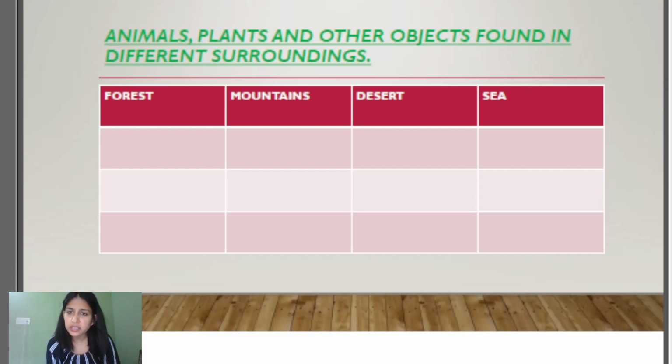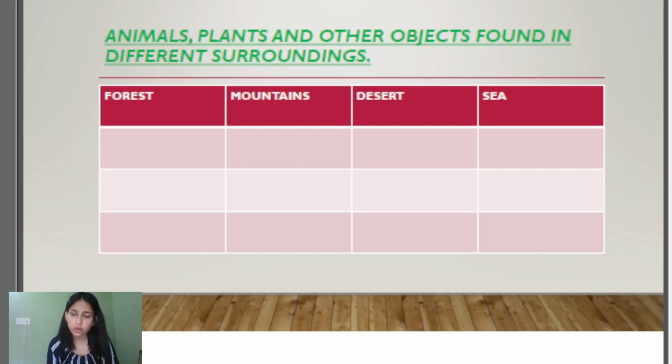So animals, plants, and other objects are found in different surroundings: forest, mountains, desert, and sea. You will be giving examples of that. In the sea, we have seaweed and planktons. The planktons are the plants found in the top layer of the sea, and a shark is an organism found in the sea, along with fishes. In the desert, cactus is a plant which is found there.